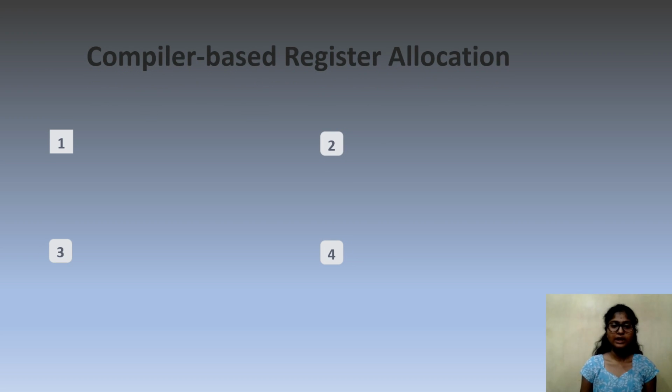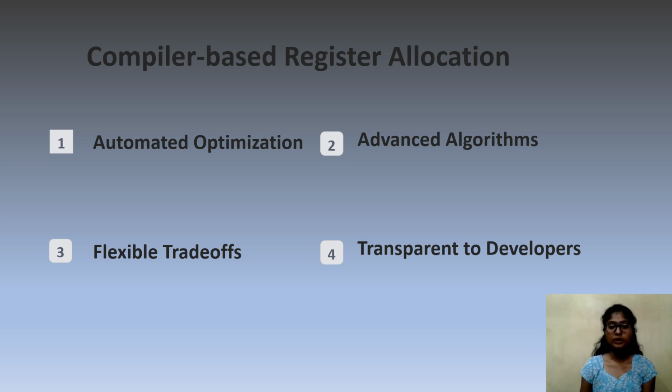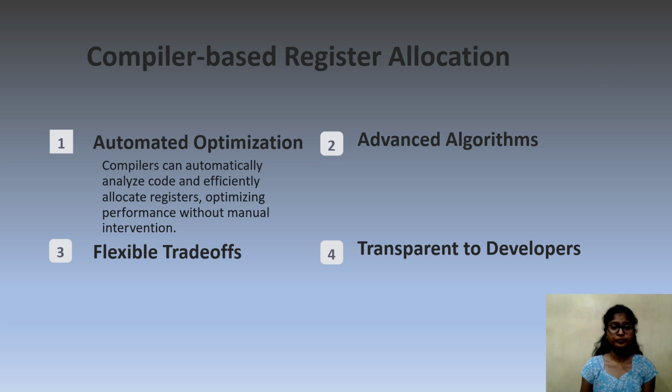Next we'll see compiler-based register allocation. There are mainly four aspects of compiler-based register allocation. The first one is automated optimization, then advanced algorithms, flexible trade-offs, and transparency to developers. Coming to automated optimization, compilers can automatically analyze code and efficiently allocate registers, optimizing performance without manual intervention.